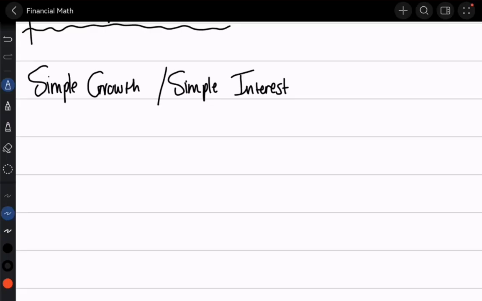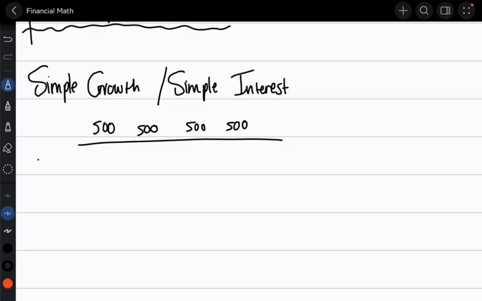So simple growth or simple interest is like growing your height or savings in a straight line. So everything is straight line. Imagine every month or year you add the same amount again and again. So every year you say 500, 500, 500, 500. That's what we mean when we say straight line. It's the same over and over again. It's the same amount.